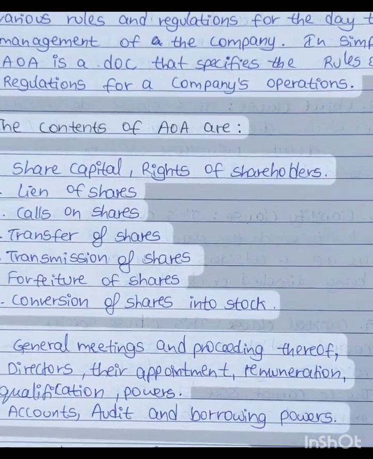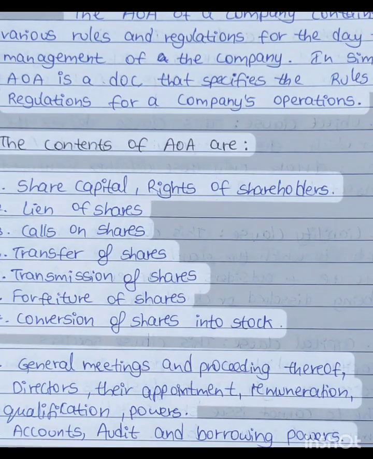Articles of Association, AOA. Meaning of AOA. The AOA of a company contains the various rules and regulations for the day-to-day management of the company. In simple words, AOA is a document that specifies the rules and regulations for a company's operations.